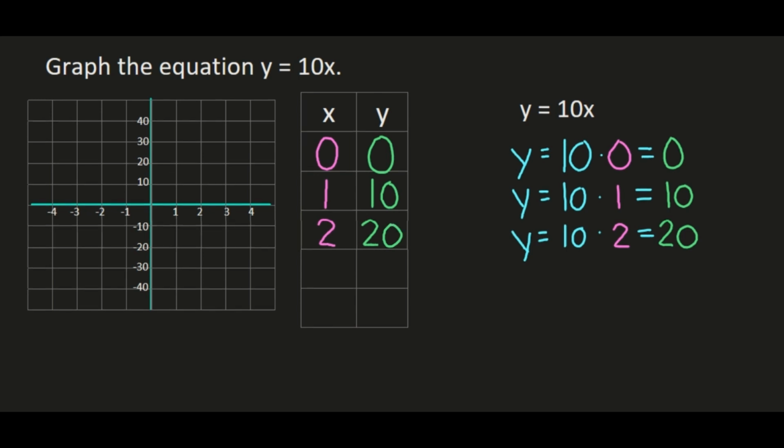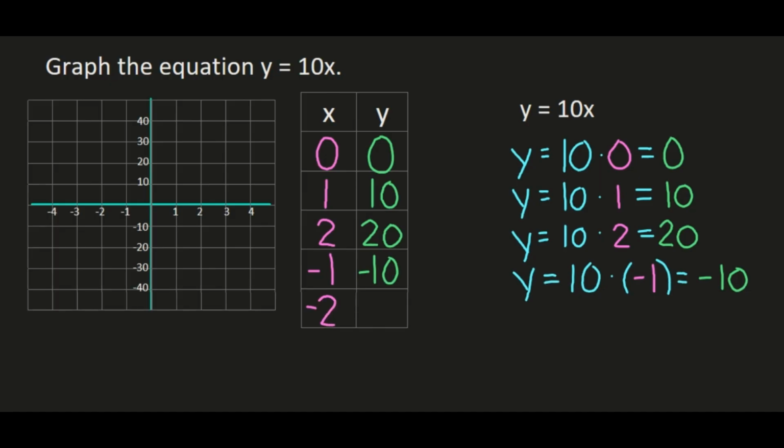And you also may want to use some negative values for x as well. So using negative 1, because multiplying by 1 is very simple. So we're going to plug in negative 1 for x to find y. So we have 10 times negative 1, and 10 times negative 1 is negative 10. So when x is negative 1, y is negative 10. And then let's try x is negative 2. And again, we're going to do the same thing. We're going to take the negative 2, put it in place of x, and 10 times negative 2 is negative 20. So when x is negative 2, y is negative 20.